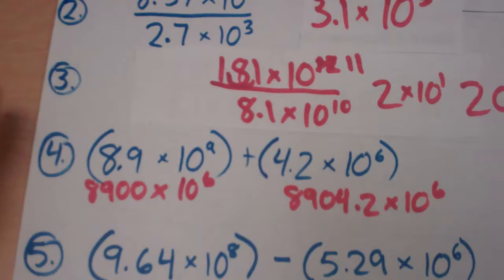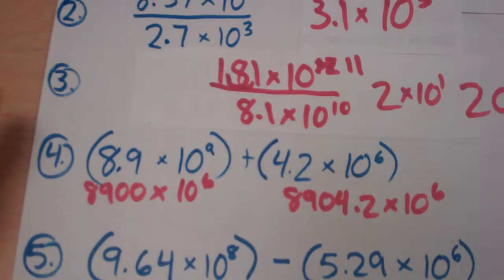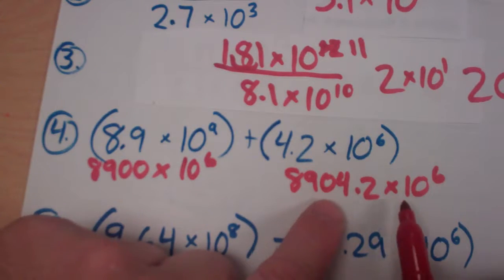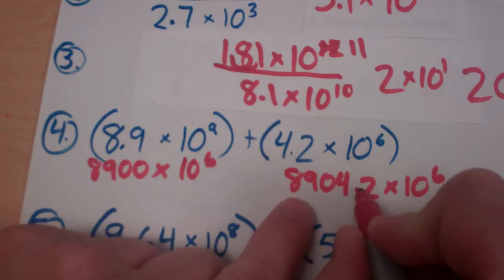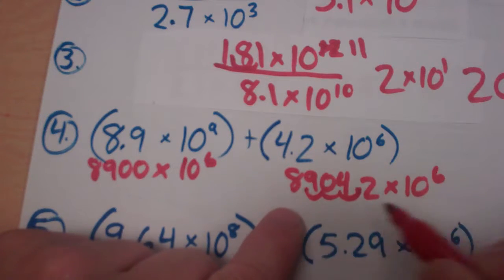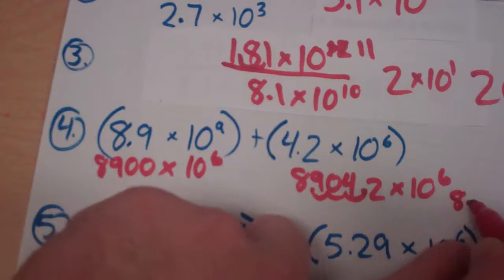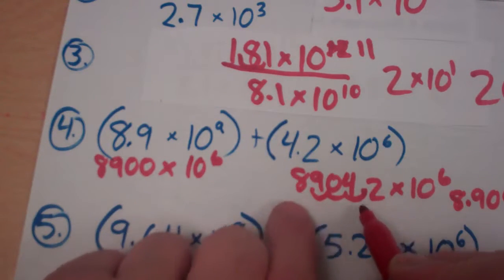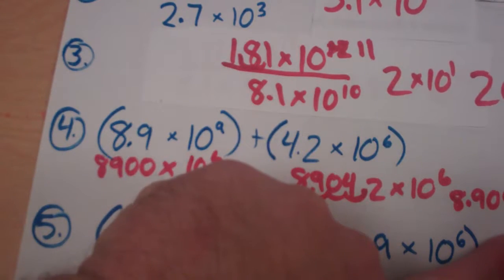However, that is not in scientific notation, correct? And maybe I should show this with the distributive property a little better, so I'll show that on the next one. That's not in scientific notation, so I need to move it back to scientific notation. 1, 2, 3. So that would be 8.904 times 10 to the 6th, but I have 3 extra places, so 10 to the 9th power.